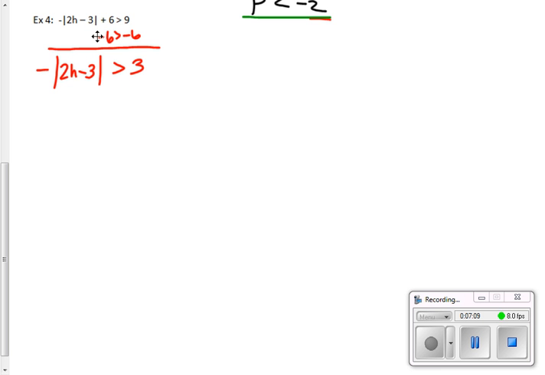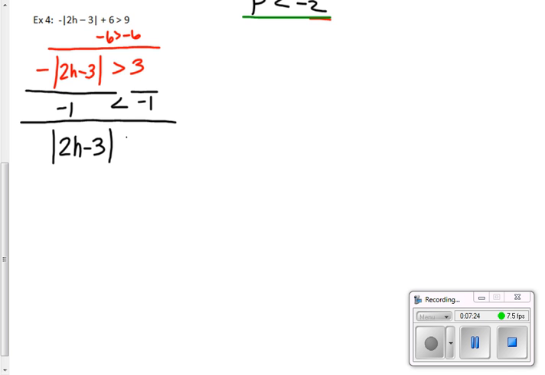The absolute value is still not isolated. We have that negative. Well, let's get rid of the negative. Let's divide it by negative 1. When you divide by a negative number, the inequality flips. You now have the absolute value of 2h minus 3 is less than negative 3.